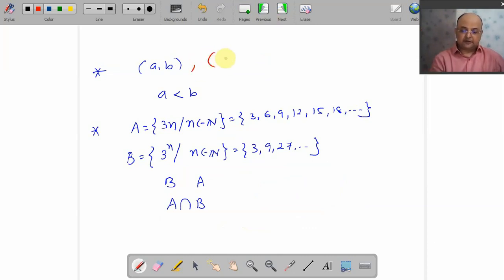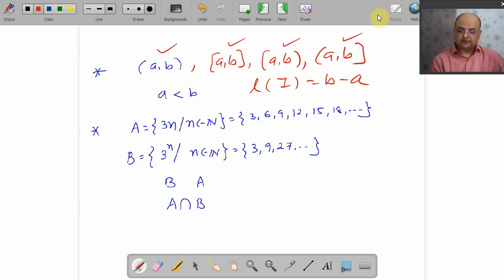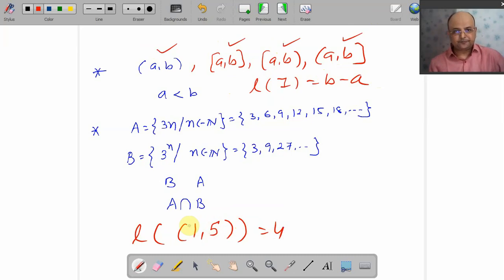Whenever these intervals are given, open interval AB or closed interval AB or closed open interval AB or open closed interval AB, A is always strictly less than B, and the length of this interval is always B minus A. Whether it is this interval or this interval or this interval or this interval. As for example, the length of open interval 1 5 is 4. How did you get 4? 5 minus 1. Okay. What is the length of interval 1 to infinity? It is undefined. It is infinity.